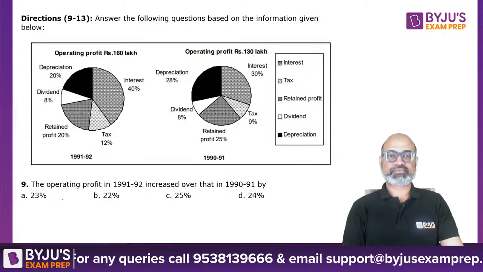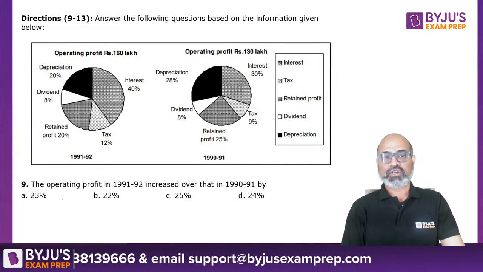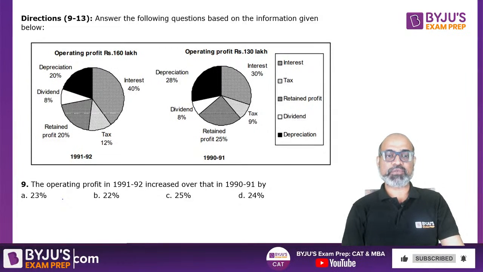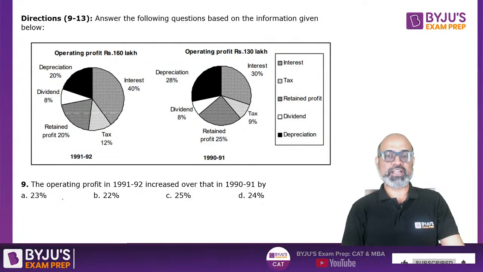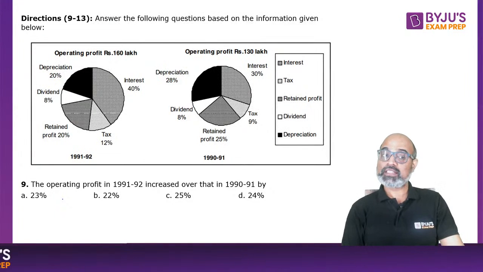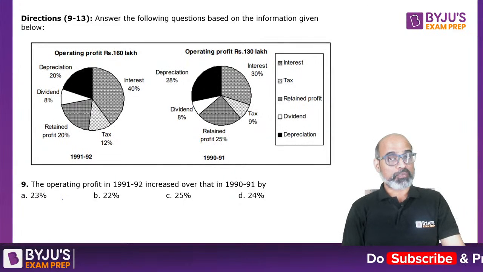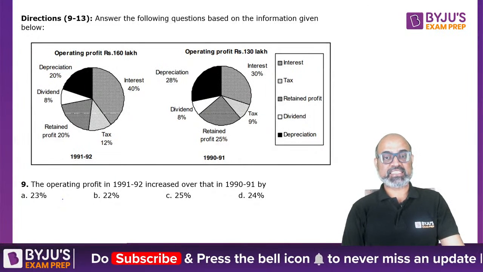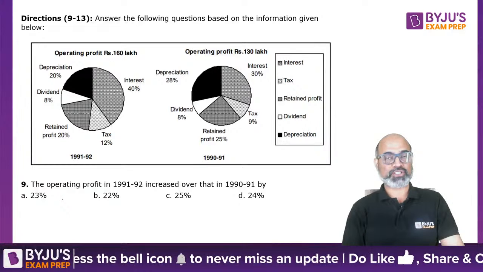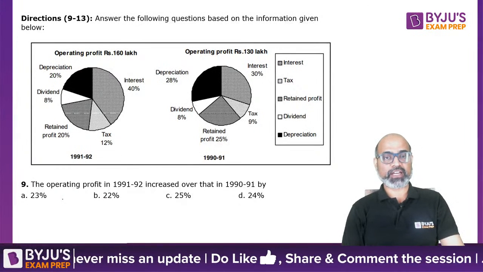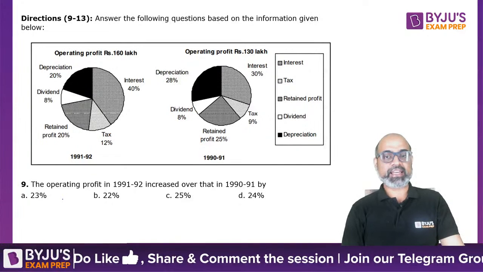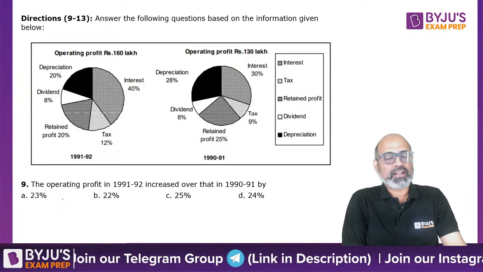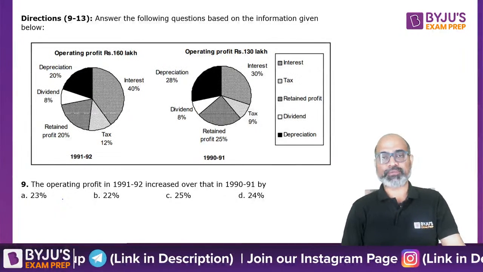One more set. Pie chart. So we have got operating profit in the year 91-92 is 160 lakh. Operating profit in the year 90-91 is 130 lakh. There are 5 components to each year. You have got interest, tax, retained profit, dividend and depreciation. 30, 9, 25, 8, 28. So 28, 8 and 9 is going to result in 45% plus 30 and 25 is 55. So it's 100%. Same should go in 91-92.